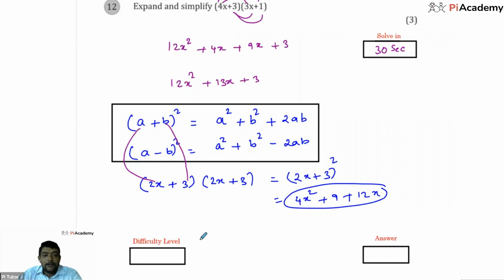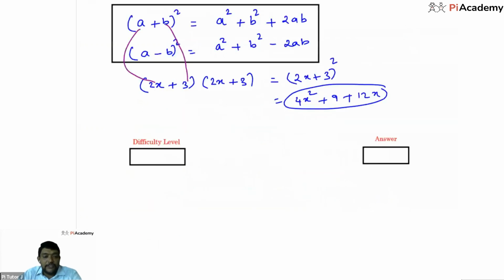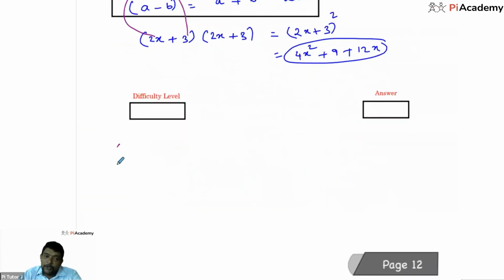Good. Now let me give you one more question from this. I want you to calculate this: 5x square plus 3x times 5x square plus 3x. Go ahead. Can you multiply that?